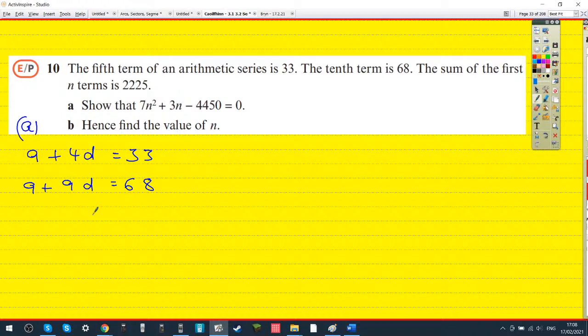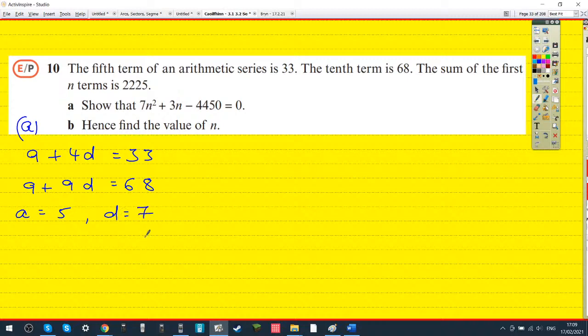I'm not sure what to do with the 2,225. Do we do simultaneous equations with those there? Sure do. So do we just type it in the calculator? Sure do. I got a equals 5 and d is 7.